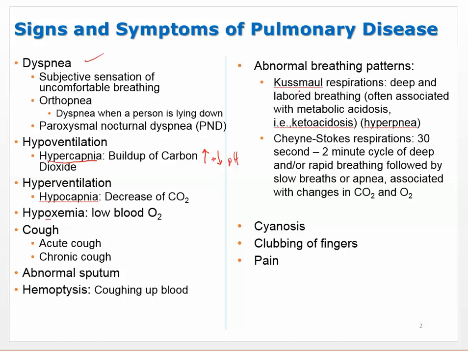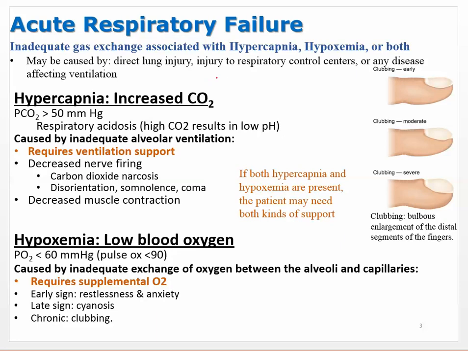This is something that you'll probably deal with in an assessment class or something like that. But Kussmaul respirations are deep and labored breathing associated with metabolic acidosis. And then Cheyne-Stokes respiration is the one that alternates between rapid breathing and apnea, where it stops completely. Then we'll also see cyanosis, which is turning blue, and clubbing of fingers, which we'll look at in the next slide, and then of course pain could also be associated, especially with an injury.